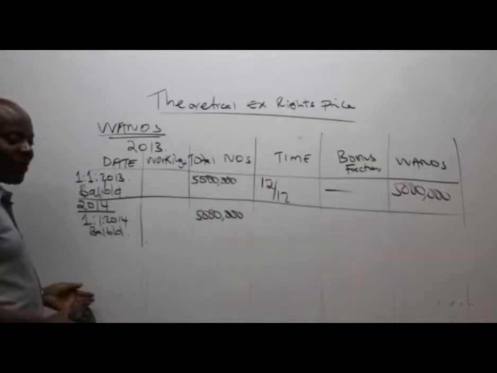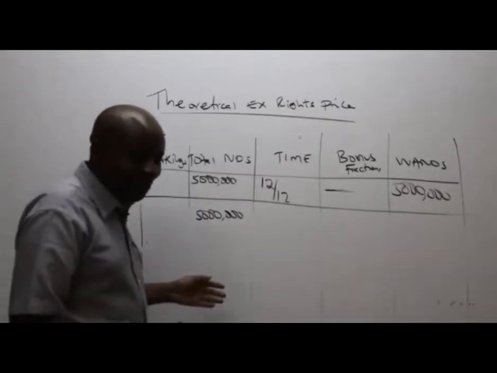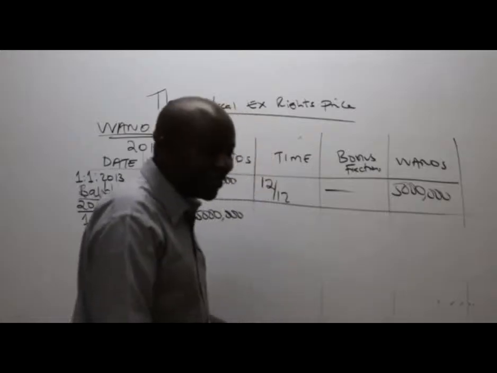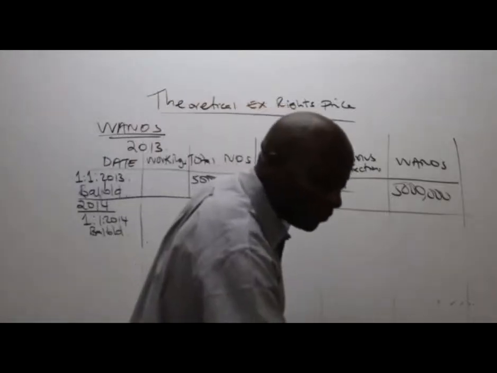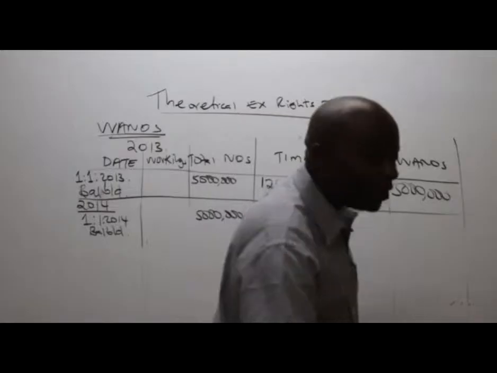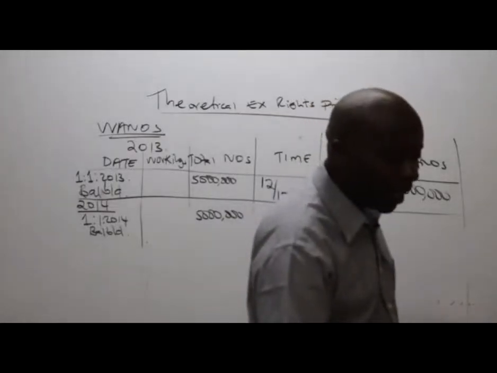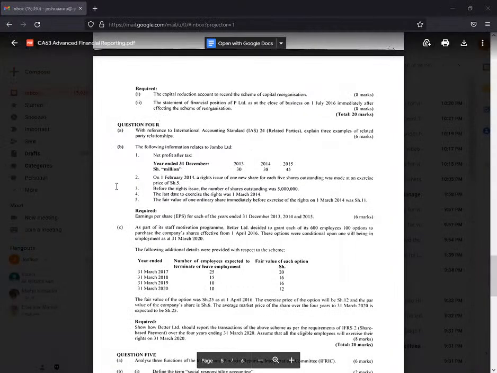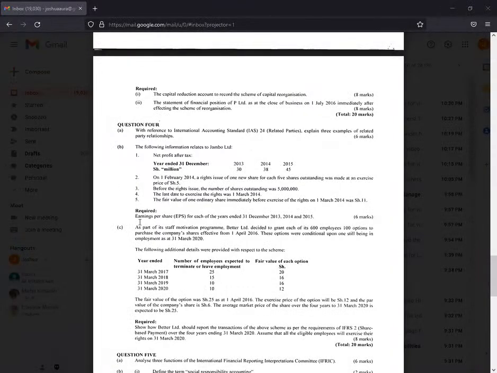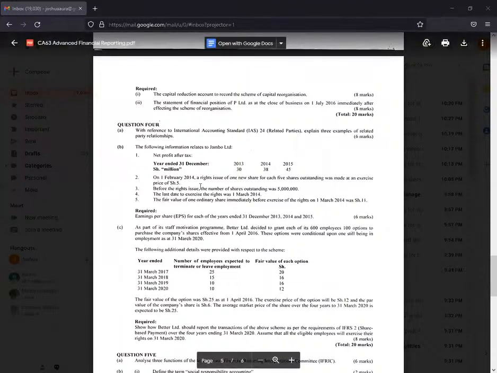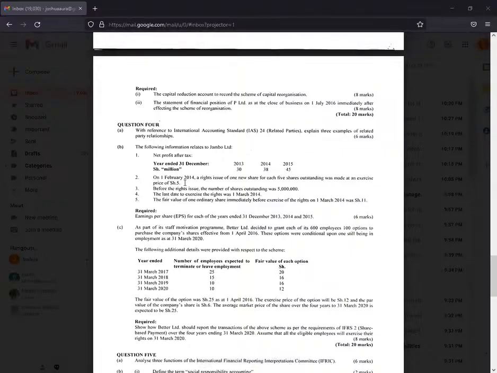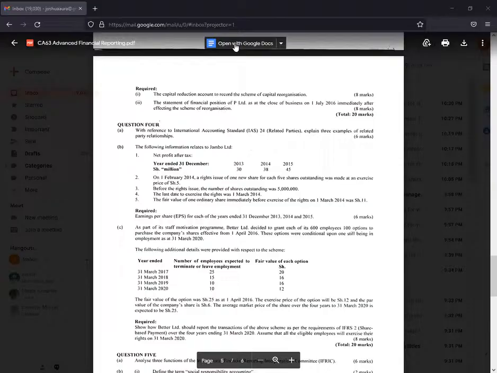Ladies and gentlemen, could you kindly listen to me very well? In 2014 some things happened. Looking carefully here at 2014, which date is this? On 1st February 2014, a rights issue of 1 new share for each 5 shares outstanding was made at an exercise price of how much here, somebody? 5. So there was a new issuance of shares which will be affecting our one-offs.